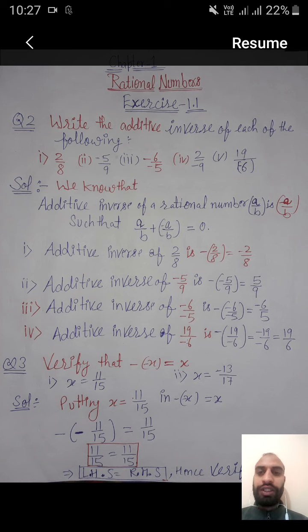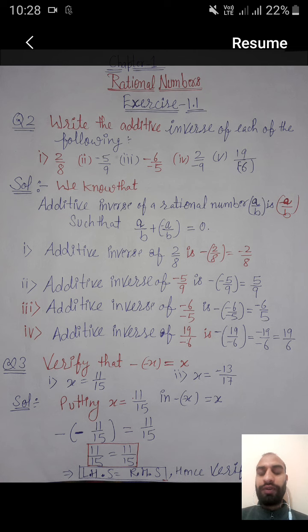The first question is: write the additive inverse of each one of the following. First you must know about additive inverse. Additive inverse is also known as the negative of any number. So you have the first question here, 2 upon 8, second is 5 upon 9, then minus 6 upon minus 5, 2 upon minus 9 and 19 upon minus 6.